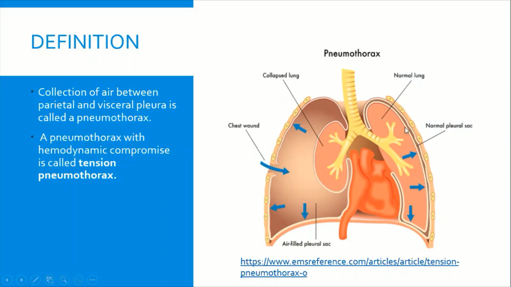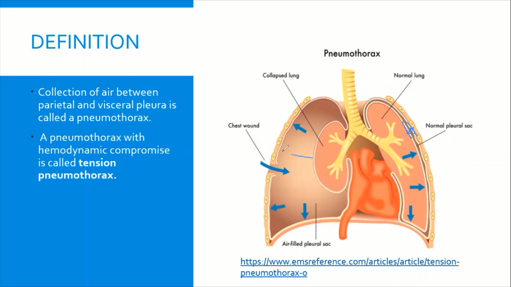There are two layers covering your lungs, the inner one, which is the visceral pleura, and the outside one, which is the parietal pleura. Whenever there is air collection between these two, it is called a pneumothorax.